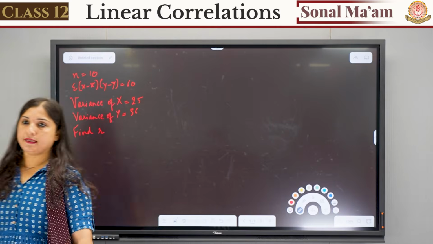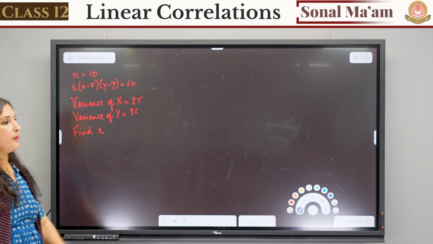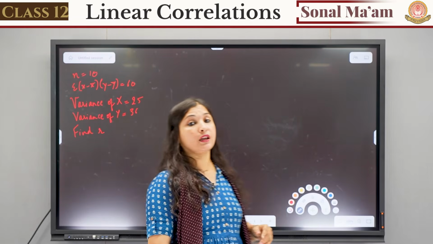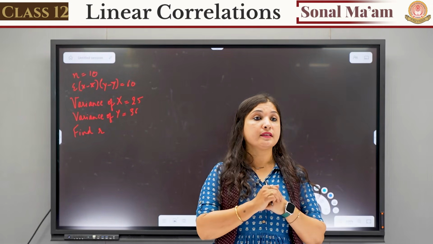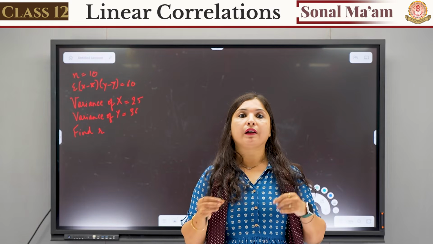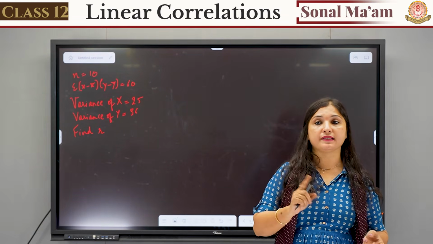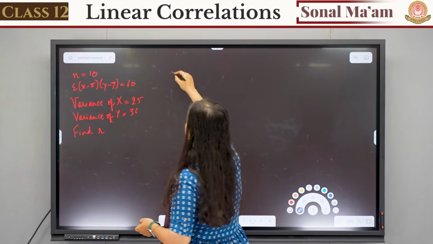Okay. Let's see. What is given to us? N is given to us. Summation (x minus x bar)(y minus y bar) is given. Variance is given. Okay, variance is given. Till now what we learned? We have just seen standard deviation. But I have repeatedly been telling you what is the relation between variance and standard deviation.